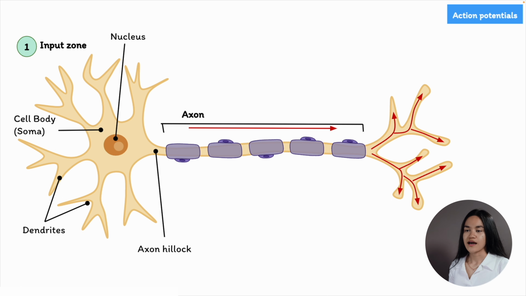And then there's the axon hillock, which is the site where action potentials are initiated by a summation of graded potentials when the threshold is achieved.